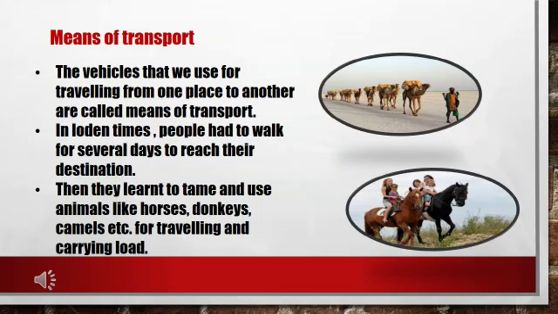Now we will discuss means of transport. The vehicles that we use for traveling from one place to another are called means of transport. In olden times, people had to walk for several days to reach their destination. It was very tiring. Then they learned to tame and use animals like horses, donkeys, camels, etc. for traveling and carrying loads.